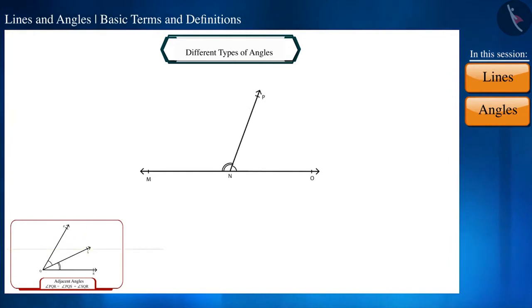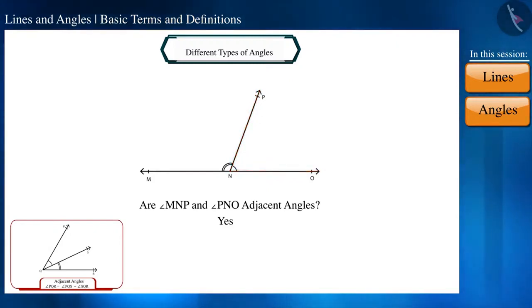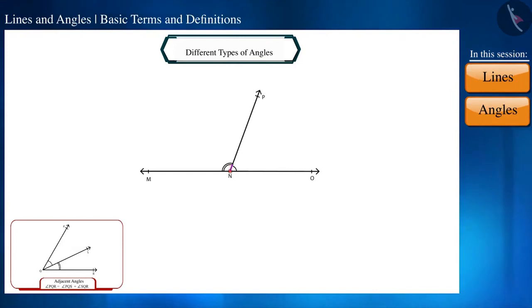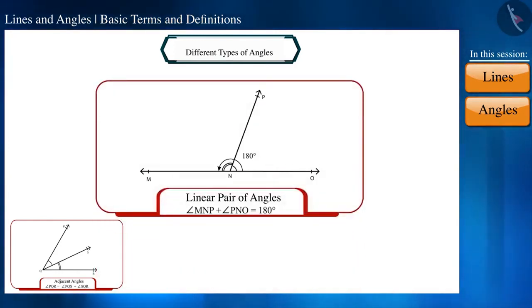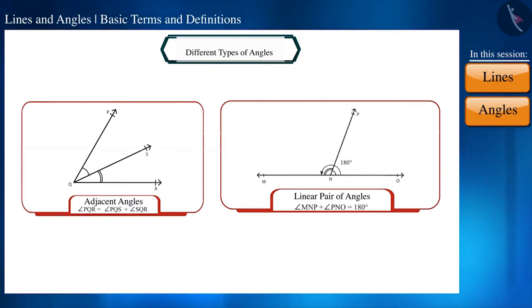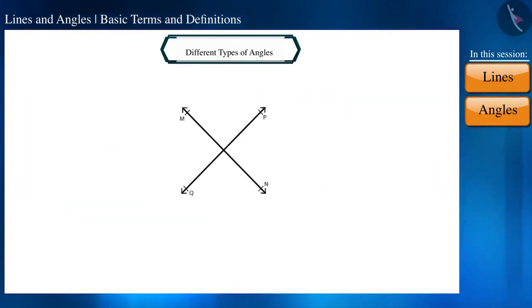Friends, look at the figure and tell if angle MNP and angle PNO are adjacent angles. Yes, the common vertex of both the angles is the point N, and the common arm is NP. Here, the sum of these two angles is 180 degrees. In this way, a linear pair of angles is formed.